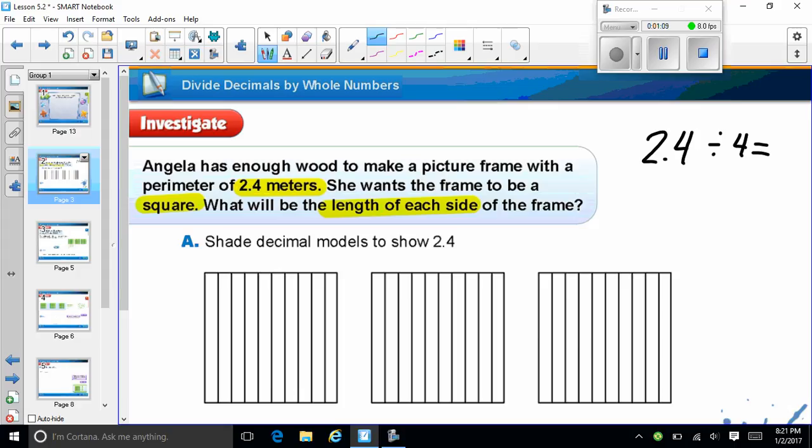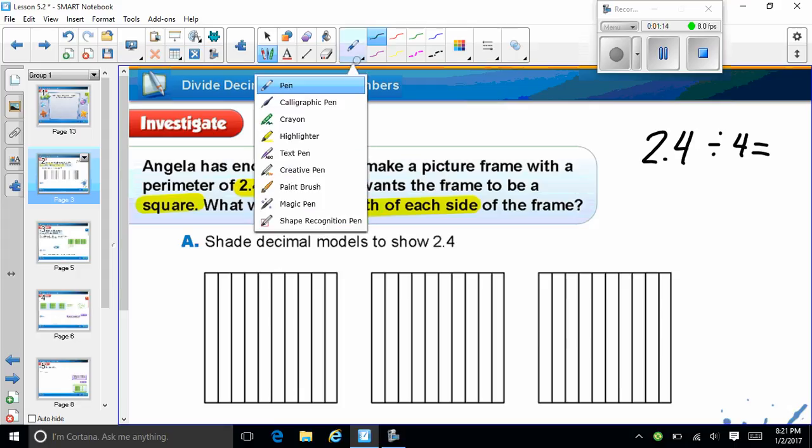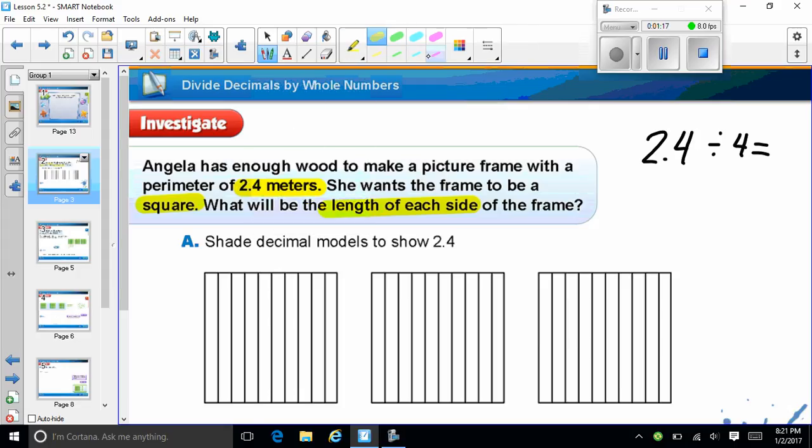I want to use a model, and so what I'm going to do is actually draw that or shade that in below. So let me get my highlighter again. And so I'm going to color in 2 4/10. Okay. Now that I have that shaded in, I want to go ahead and break that up into 4 different groups, since that's what I'm going to be dividing by.